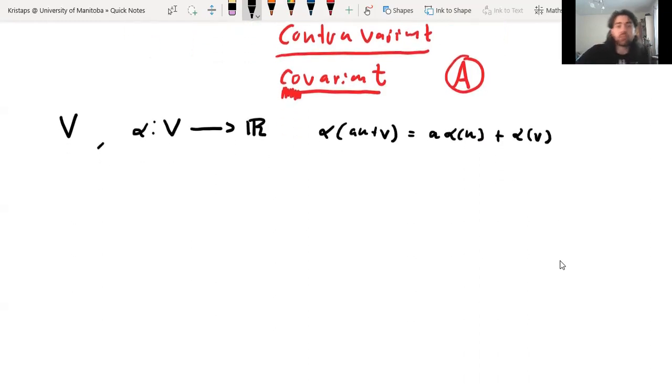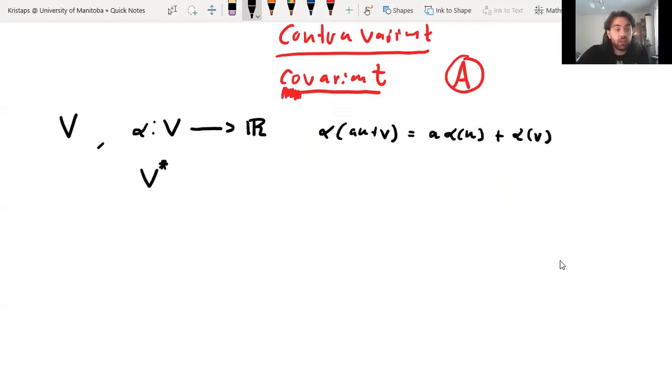So supposing that we have such a thing, it turns out that this gives us a vector space. We sometimes call it V star. We call it the dual space, which in fact is isomorphic to the original vector space when this is finite dimensional.